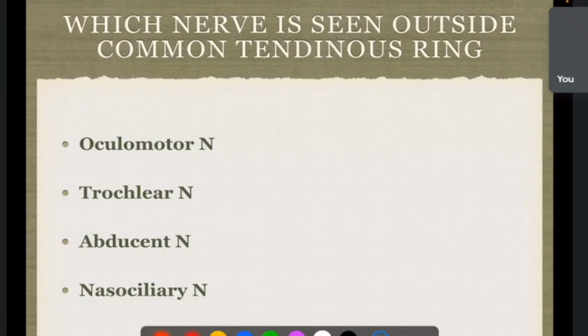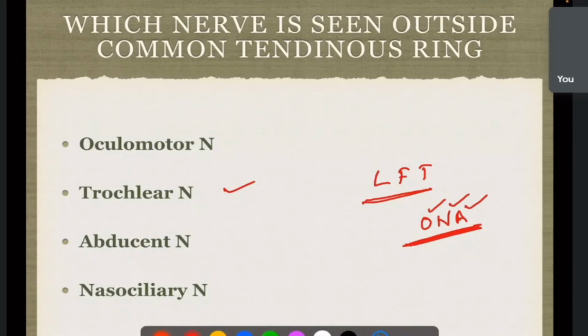LFT is through the supralateral compartment. The oculomotor nerve, nasociliary nerve and abducent nerve will all pass through the intermediate compartment, through the common tendinous ring. Trochlear is outside. Okay.